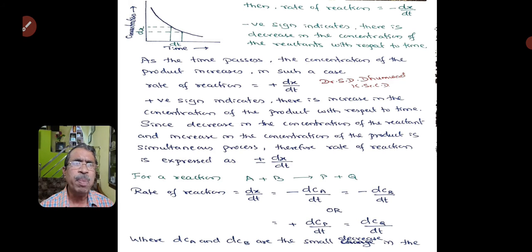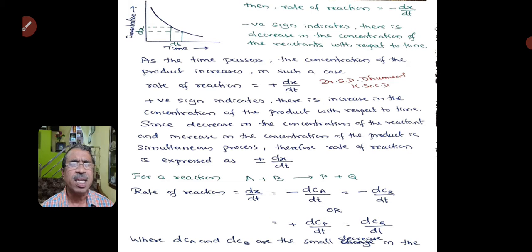For a reaction A plus B gives P plus Q, A and B are the reactants, P and Q are the products. In this reaction, the rate of reaction can be given as dx by dt is equal to minus dCA upon dt, which is also equal to minus dCB upon dt. It means decrease in the concentration of A or decrease in the concentration of B. So this is also equal to plus dCP upon dt, which is equal to plus dCQ upon dt, where this plus sign indicates increase in the concentration of the product P or the product Q.